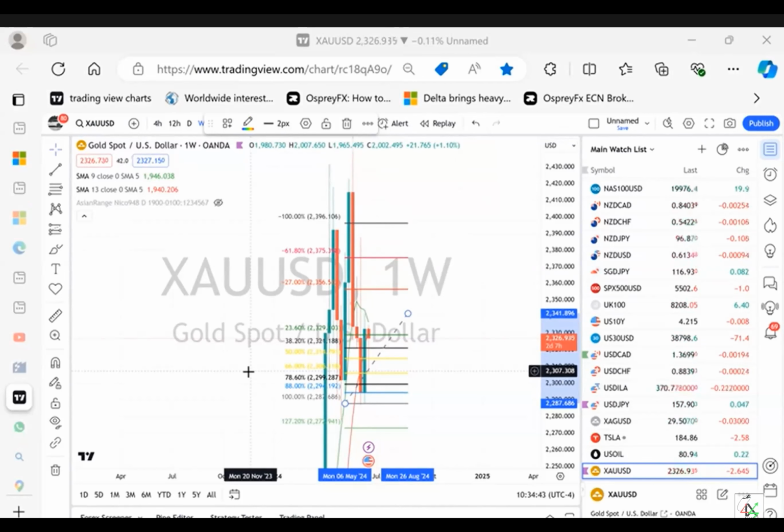So it starts with finding a weekly order block. In this example I'm going to use gold. There's a bullish order block, right? The red candle and the green candle creates the bullish order block. My expectation is for price to sell down into this order block and then buy up at least to the negative 27.